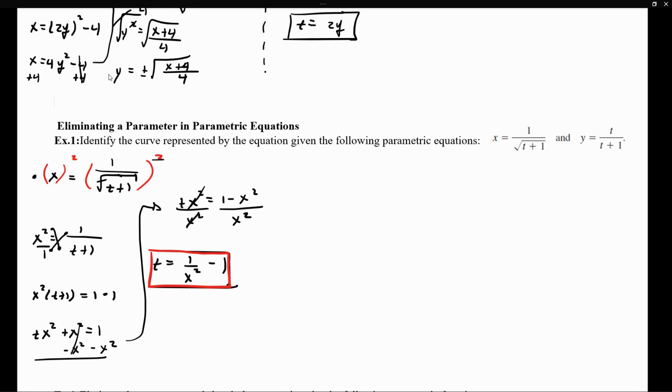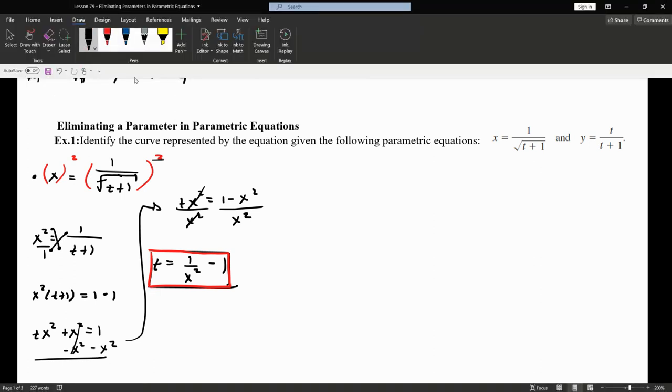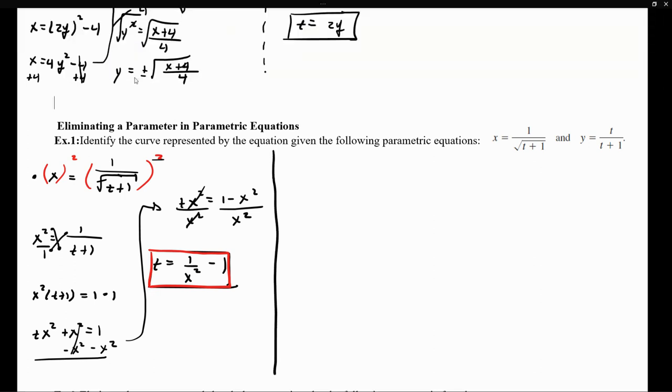So now that I know an expression for t, notice that we got it by manipulating the expression for x. So now we're going to get this t and plug it into the equation for y. So now we're going to have that y is equal to 1 over x squared minus 1. So I just plug in this t value to the numerator. And now we still got to plug it into this t. So now we got 1 over x squared minus 1 plus 1.